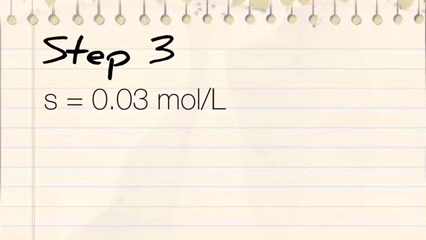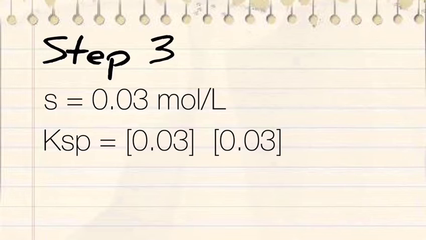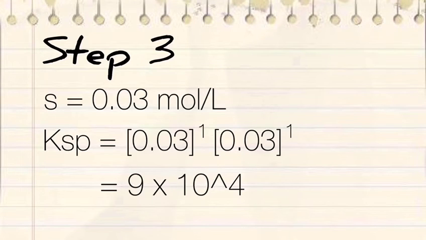the value of solubility into our KSP equation. After raising these solubilities to the power of their stoichiometric coefficients, we can calculate the KSP to be 9 times 10 to the power of 4. Notice that the value of the KSP doesn't have a unit attached. This is because KSP is a constant, so it doesn't require a unit.